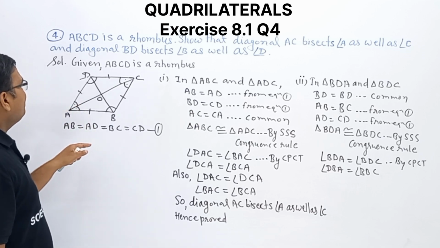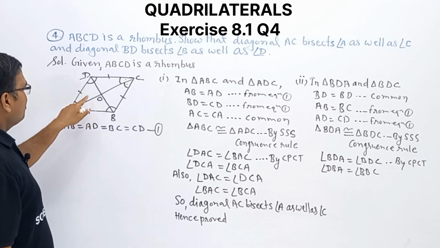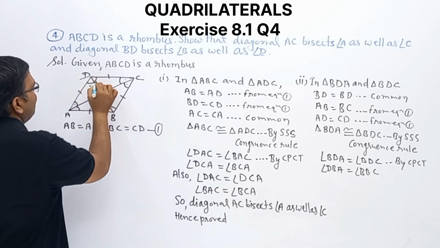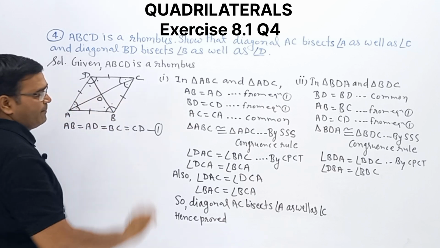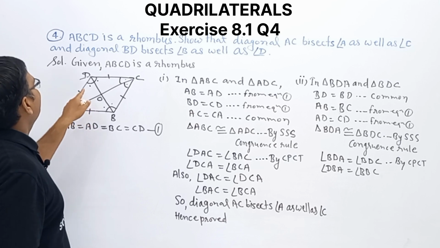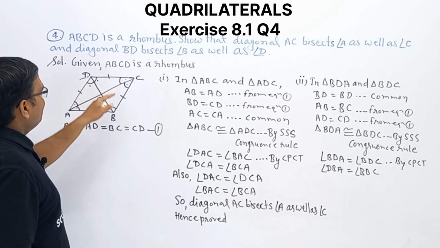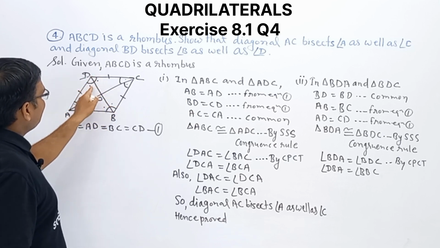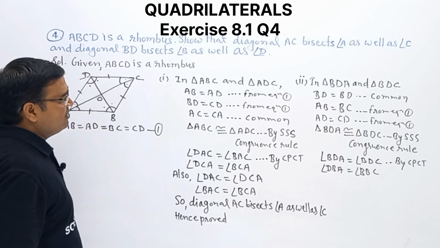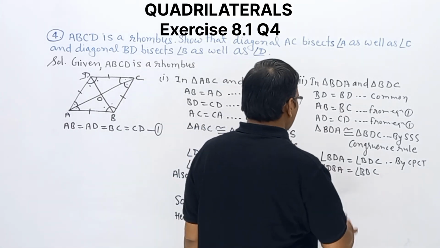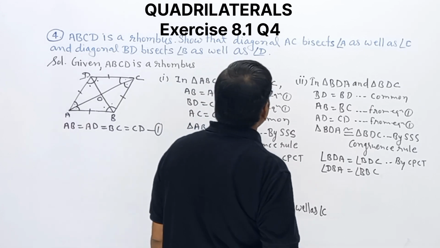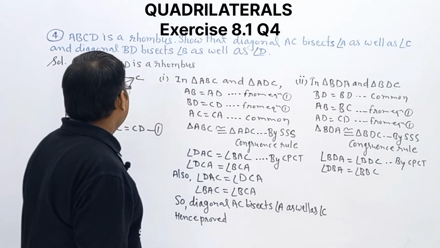So corresponding parts will be equal. So angle BDA equal to this angle, and this angle equal to this one. It means this equal to this one and this equal to this one. Automatically, angle D is bisected by diagonal BD. So what we can say, diagonal BD bisects angle B as well as angle D. Another way we can write what?